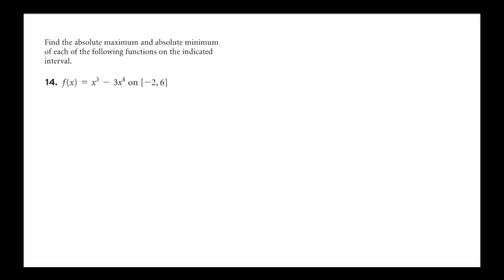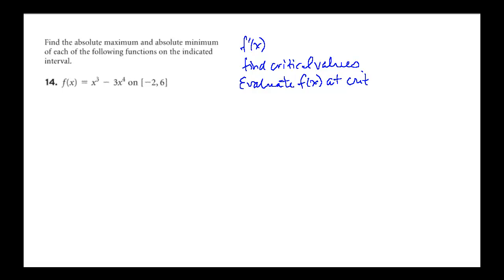Okay. So remember, our strategy was to find f prime, find critical values, and then evaluate f at the critical values and at closed endpoints. So these are the three things that we'll need to do. Okay? All right, so first thing is you need to find f prime. That should be pretty easy.